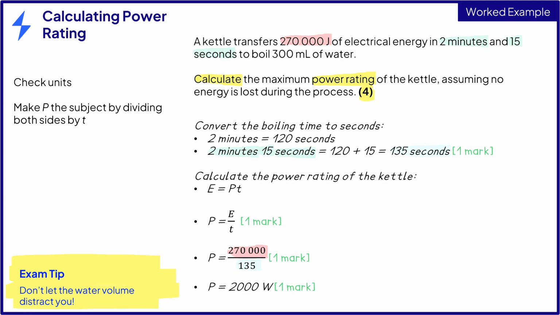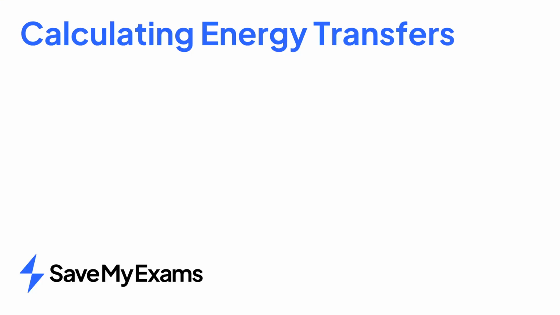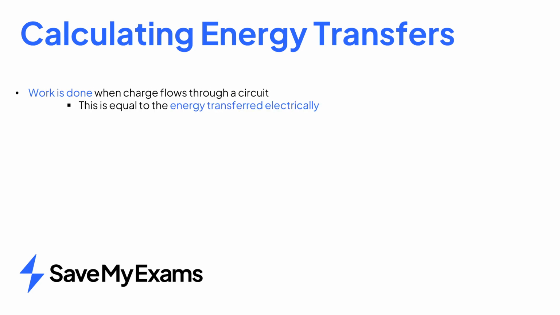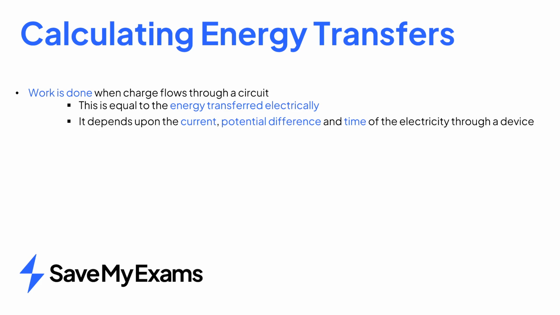of water to boil. In summary, work is done when charge flows through a circuit. This is equal to the energy transferred electrically. It depends upon the current, potential difference and time of the electricity passing through the device. Heat from current passing through a resistor is one example of electrical energy transferred.